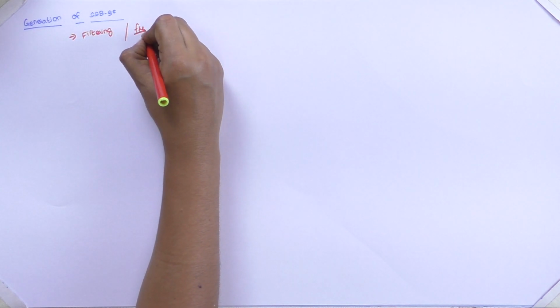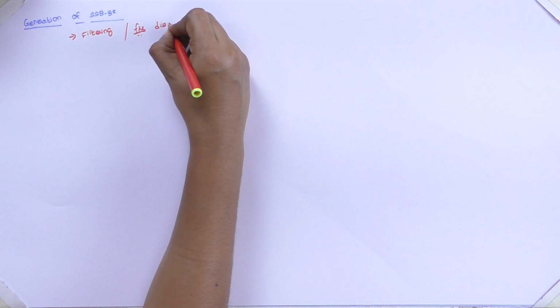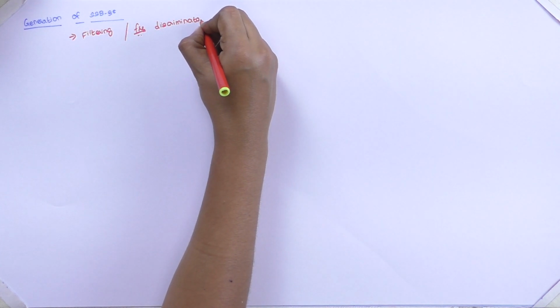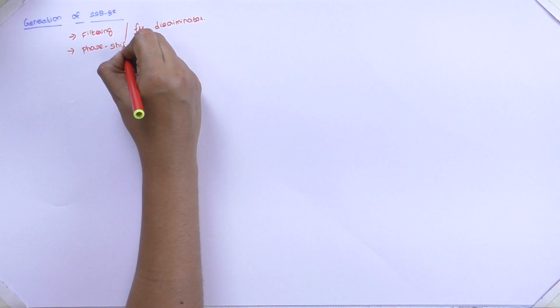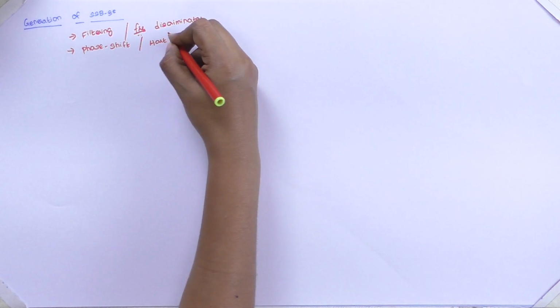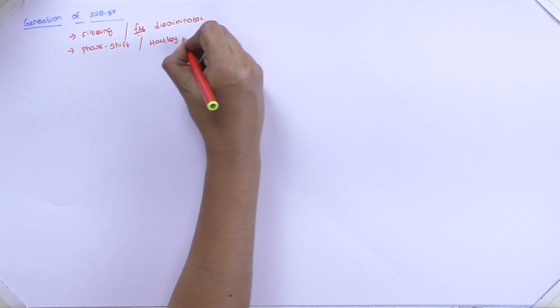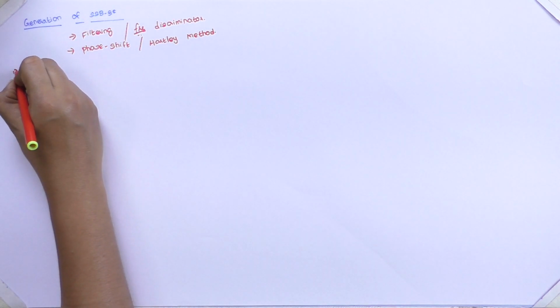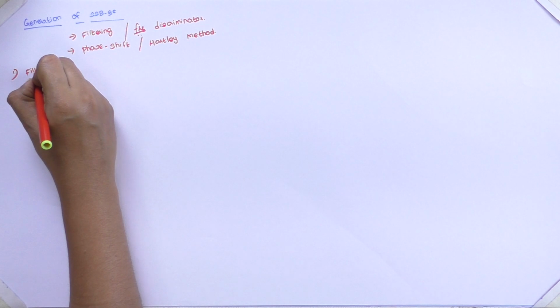First one is filtering or frequency discriminator method. Second one is phasing or phase shift, or it can also be mentioned as Hartley method. First we will see the filtering method.